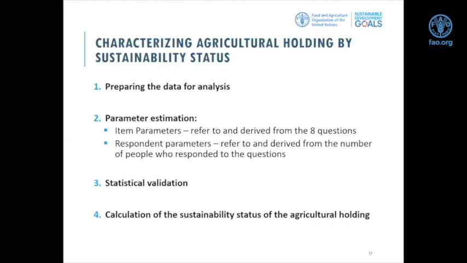The third step is statistical validation, where an assessment is made as to whether, depending on the quality of data collected, the estimated parameters are valid, that is both the item parameters and respondent parameters, and to check if the data are consistent with the theoretical assumptions that inform the model. Finally, as a last step, the calculation of the sustainability status of the agriculture holding is carried out. Once a measure of severity of food insecurity experienced by each respondent, that is the holder of the agriculture holding, based on their answers to the eight FIES questions has been derived, the sustainability status of the holding, that is desirable, acceptable, or non-sustainable as per the SDG 241 methodology, is then derived accordingly.